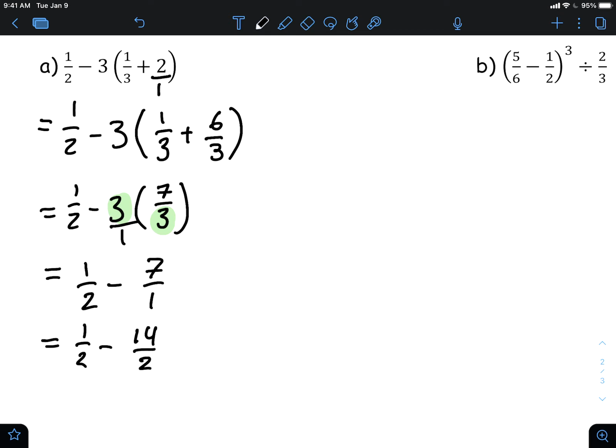All right. Well, it's just going to be 1 minus 14 divided by 2. And 1 minus 14 is going to be negative 13. So then the answer is going to be negative 13 over 2. Does that make sense? Okay, good.